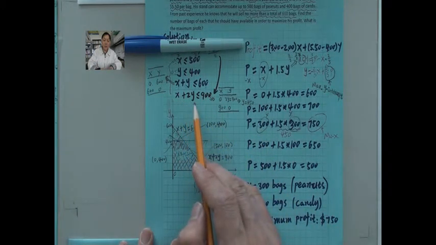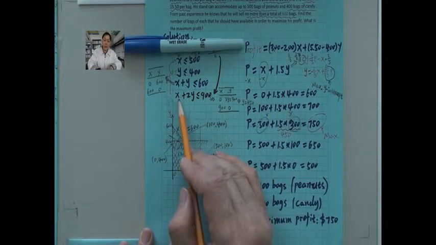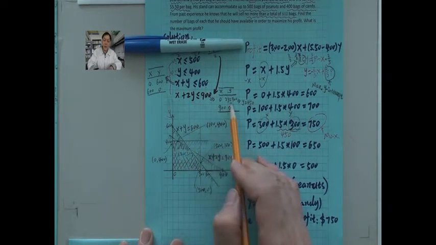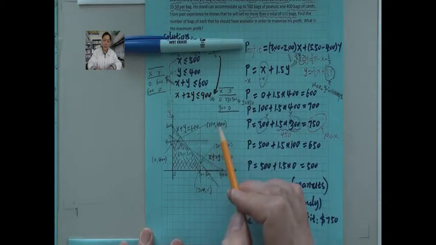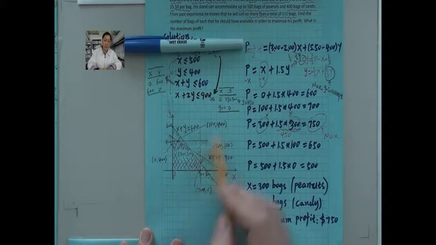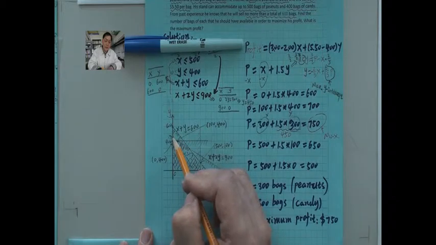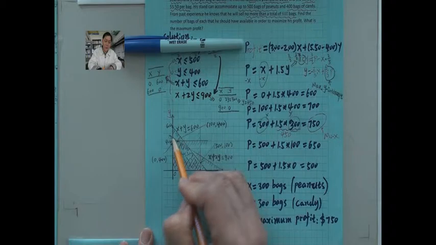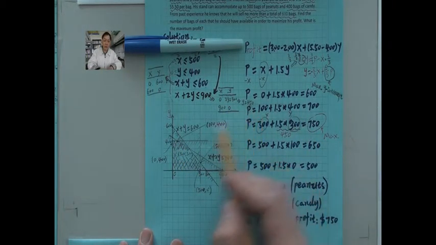Now, for x plus 2y equals 900, if we let x be 0, then 2y equals 900. Divided by 2 on both sides, y will be 450. So 0, 450: 0 for x, y is 450. Okay, so 400 is here, 450 is right in between those two points. That's 450.